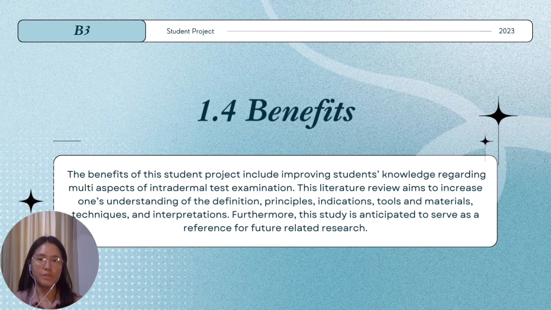The last part of this chapter is the benefit of the student project, which includes student knowledge improvement regarding multiple aspects of intradermal test examination. It also aims to increase one's understanding of the definition, principle, indication, tools and materials, techniques, and interpretation. This study is also anticipated to serve as a reference for future related research.